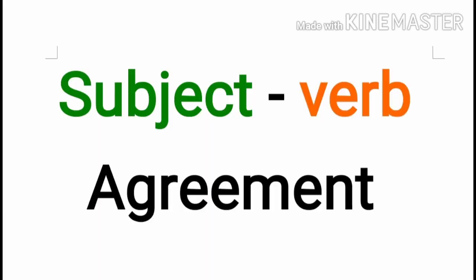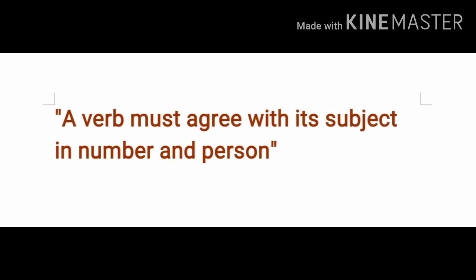What does it mean? As per the definition, we can say a verb must agree with its subject in number and person. That means we should use the verb according to the subject so that it agrees with its person and number. For more clarification, we will read about the rules so that it is clear how we have to use the verb according to the subject in our sentences.